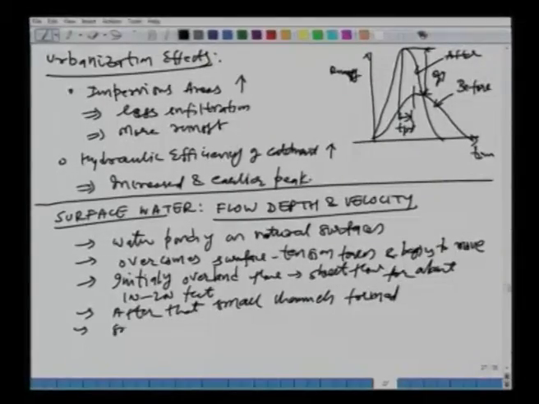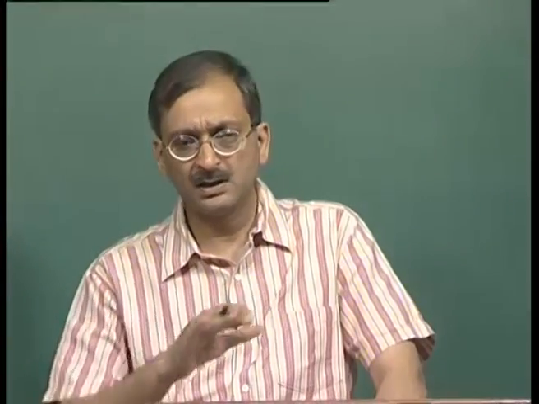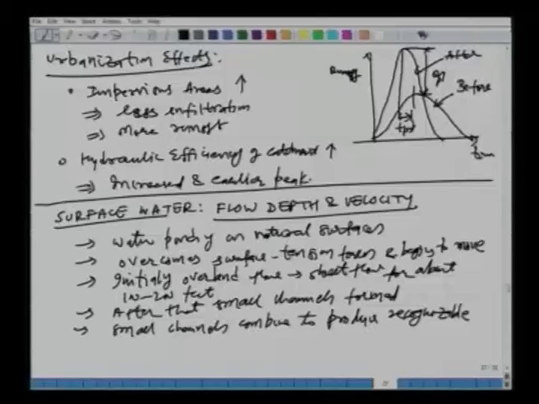Then later, these small channels combine to produce recognizable channels. These small channels which we have just mentioned are very small. If you look at it by naked eye, it will look like a sheet flow or the overland flow, but water is actually going through very small channels. And when many small channels combine, then we have what is called some recognizable channel flow.